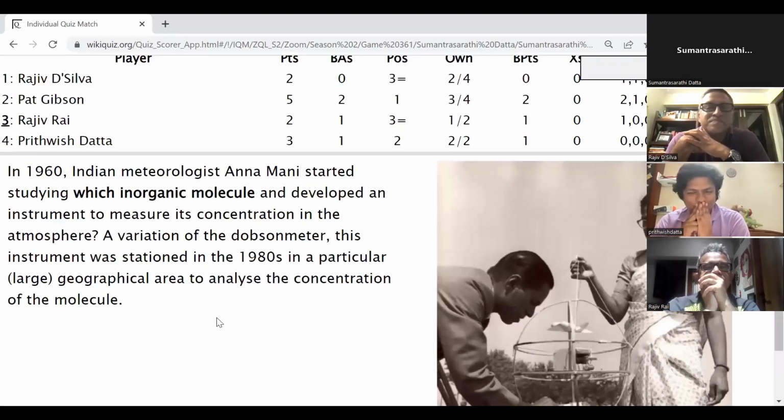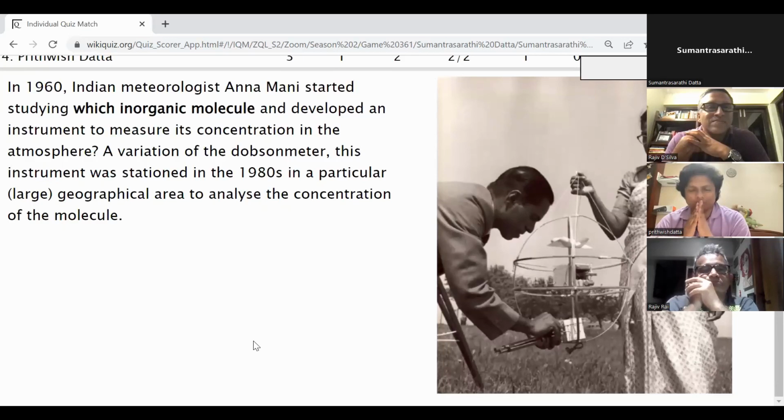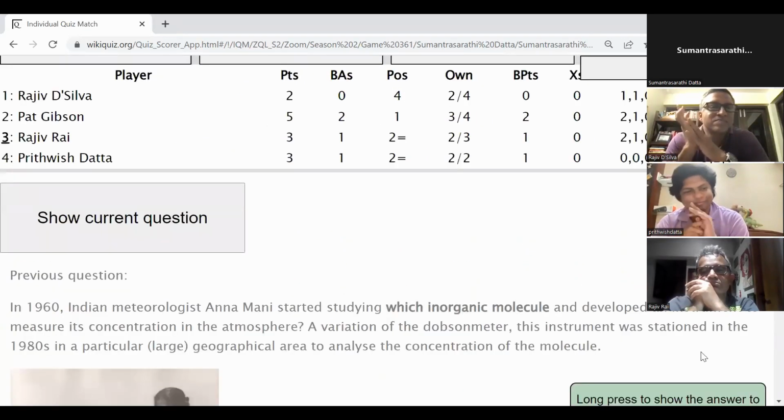In 1960, Indian meteorologist Anna Mani started studying which inorganic molecule and developed an instrument to measure its concentration in the atmosphere. A variation of the Dobson meter, this instrument was stationed in the 1980s in a particular large geographical area to analyze the concentration of the molecule. Ozone. Ozone is indeed correct. Good answer there.